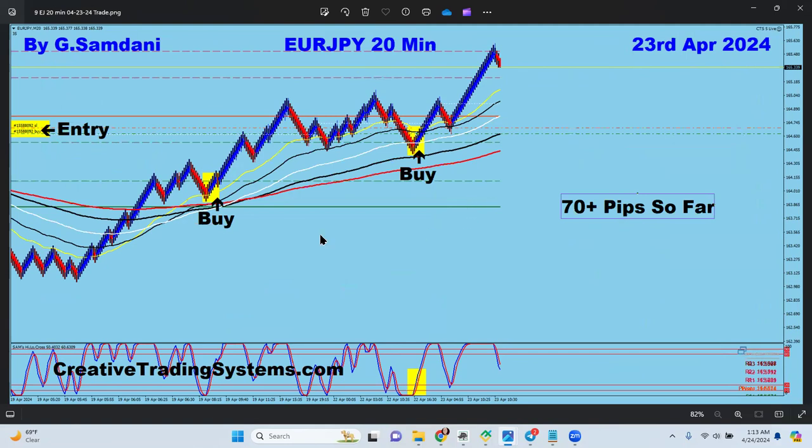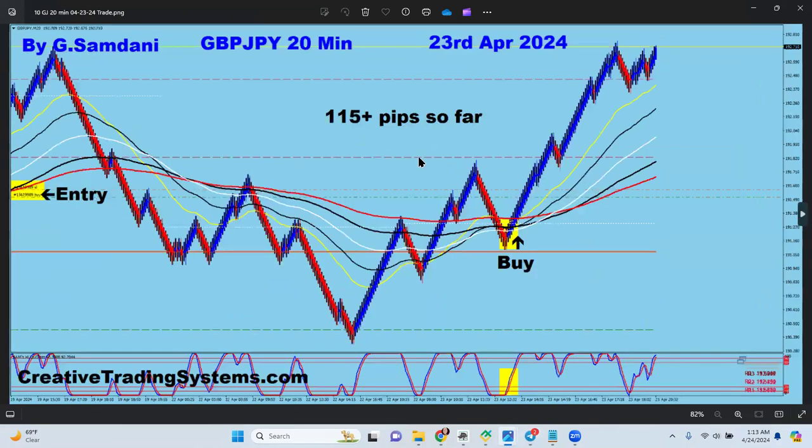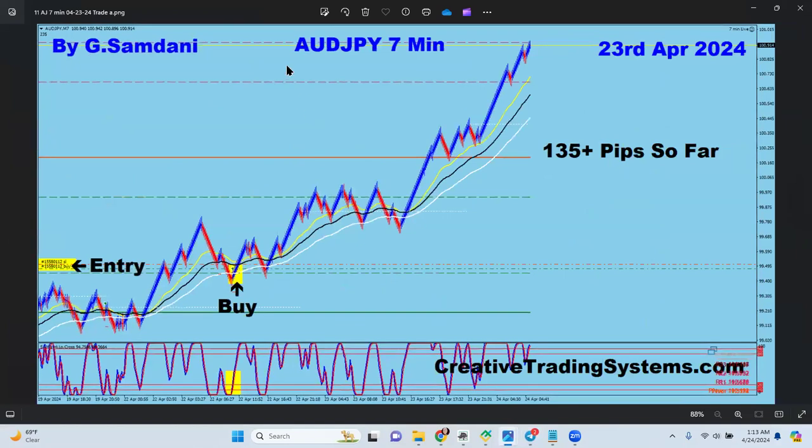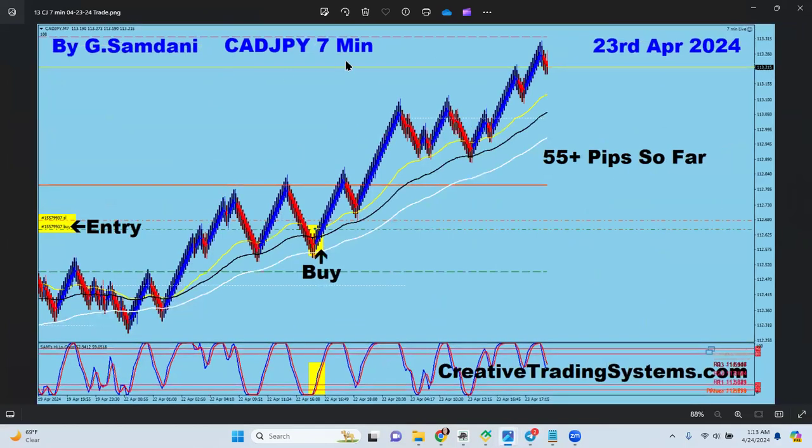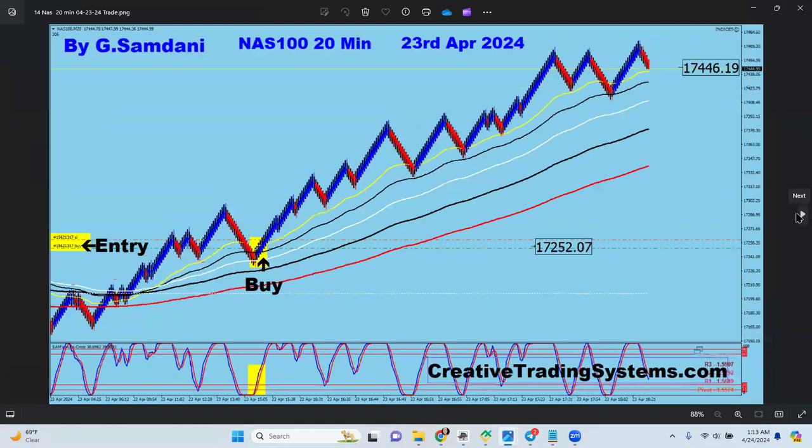This one. This is 70 pip, Euro yen, pound yen, 115 pip, Aussie yen, 135 pip, all the same day, today, 23rd. CAD yen, 55 pip. That's it. So 4 yen pairs I got, and you saw the amount of pippage. And I posted that, yeah.